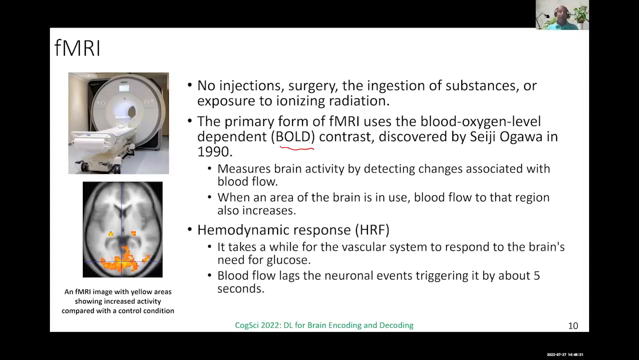However, there is a time delay. Essentially, it takes a while for our blood system, the vascular system, to respond to the brain's need for glucose. Therefore, when you're trying to measure these things, you have to incorporate this delay. That is technically called the hemodynamic response function, or HRF, and it's used to take care of this lag between the blood flow and the brain response. It's about 5 seconds, more or less, but clearly it differs for different parts of the brain.